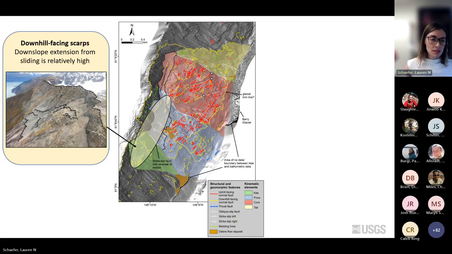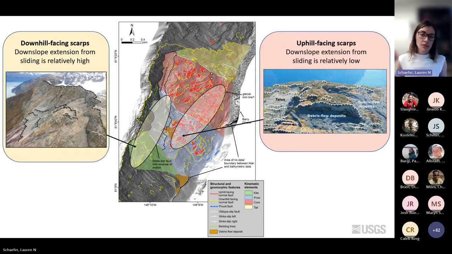So this is a photo that's taken at the headscarp and kind of looking obliquely across the kite down valley or down the fjord. And you can see that there's this abundance of downhill facing scarps and potentially new talus from recent movement.